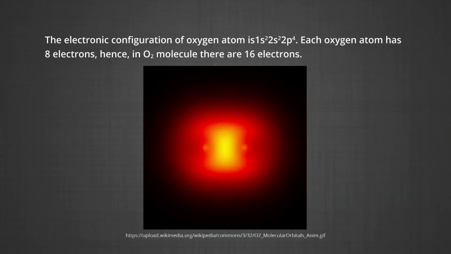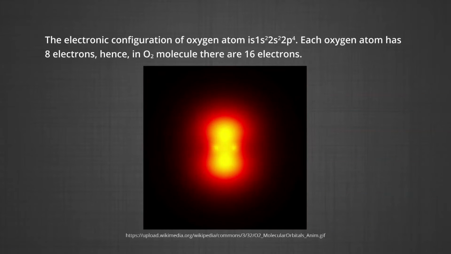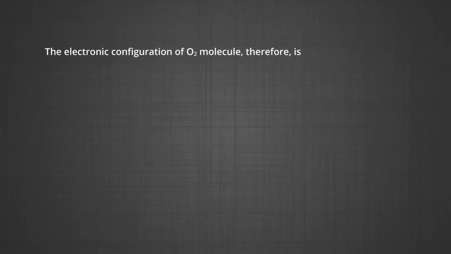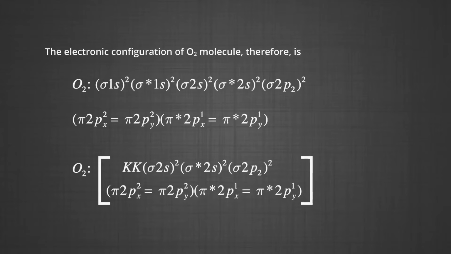In similar fashion, the bonding in the nitrogen molecule can be discussed. Now, the oxygen molecule. The electronic configuration of the oxygen atom is 1s2, 2s2, 2p4. Each oxygen atom has 8 electrons. Hence, in the oxygen molecule, there are 16 electrons. The electronic configuration of the O2 molecule therefore is on the screen now.